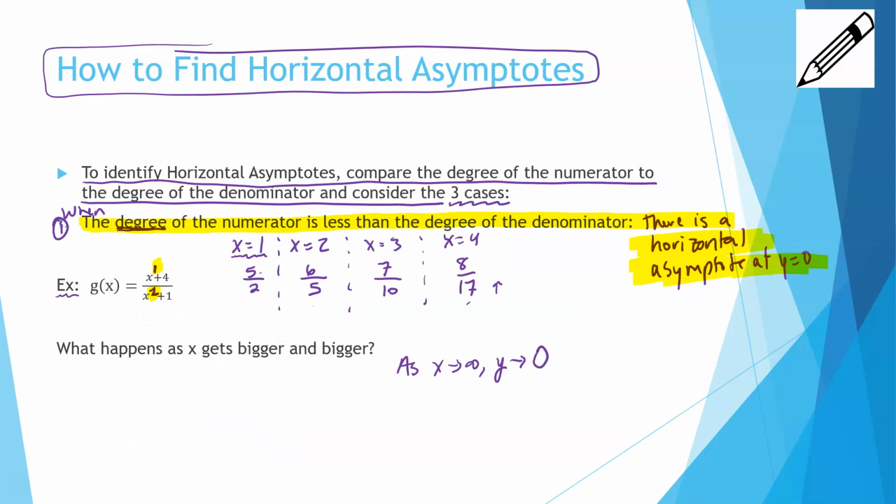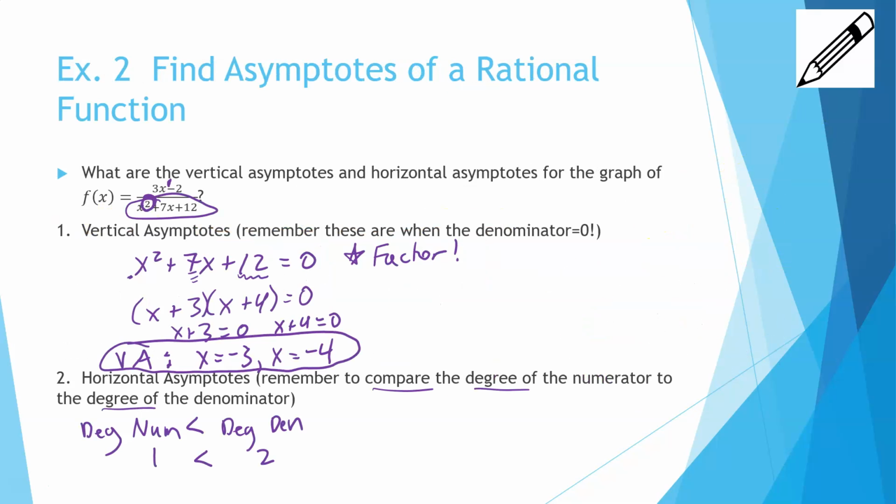If I go back to the slide where we talked about the degree of the numerator being less than the degree of the denominator, we said our horizontal asymptote is at y equals 0. So because I know that information, I would just say my horizontal asymptote is at y equals 0 and I am done.